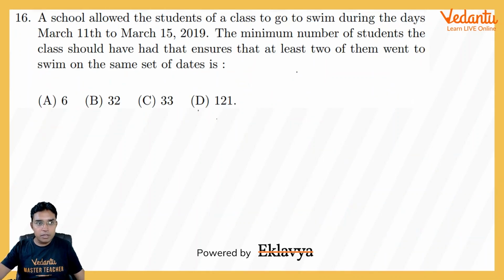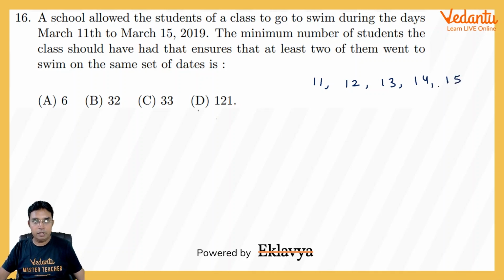Now coming to the next question, that is 16. In this question, a school allowed the students of a class to go to swim during the days March 11th to 15th. So March 11th, March 12th, 13th, 14th and 15th. So there are a total of 5 days. What is the minimum number of students the class should have had that ensures that at least 2 of them went to swim on the same set of dates.